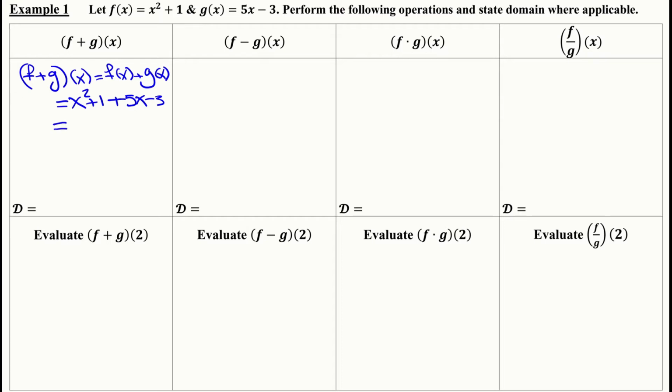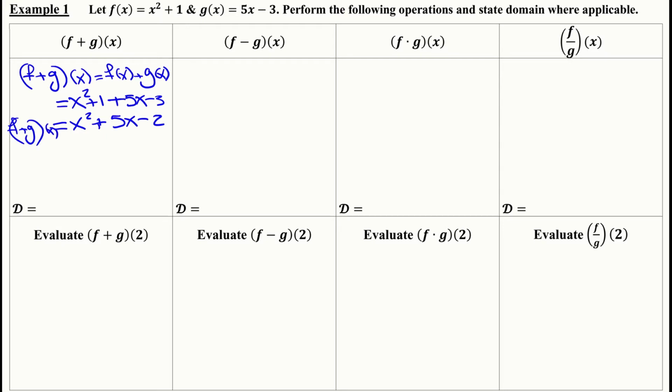So now it's just a matter of simplifying this expression. And we know that the only like terms are the 1 and negative 3. So we end up with x squared plus 5x minus 2. And this is basically what is meant by f plus g of x.